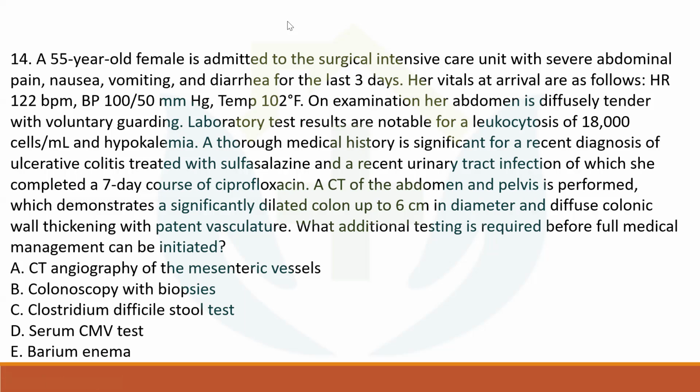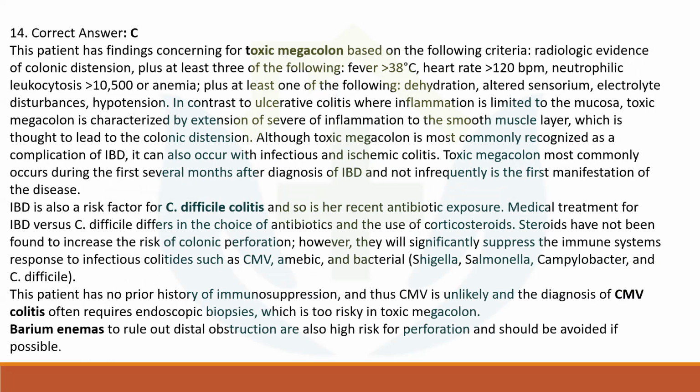Yeah, I think most of you got this correct. It's C. difficile stool test, which is to be done in this case because of the CT findings you see: a dilated loop of 6 cm with diffuse colonic wall thickening and patent vasculature, highly suggestive of toxic megacolon. It can be a case of toxic megacolon, which is a complication of it. So this patient has the findings concerning of toxic megacolon.